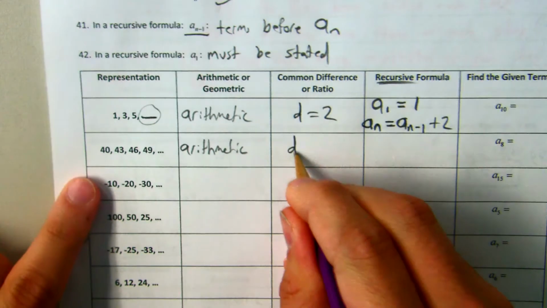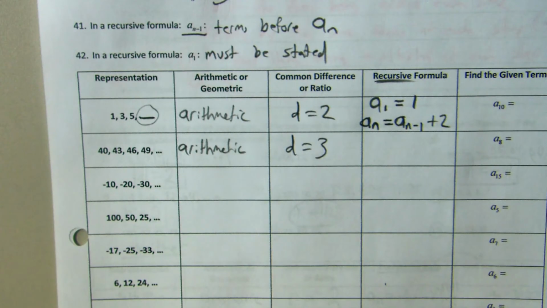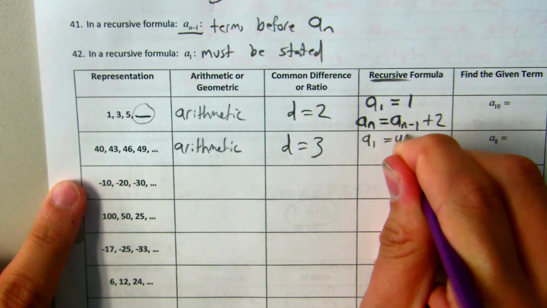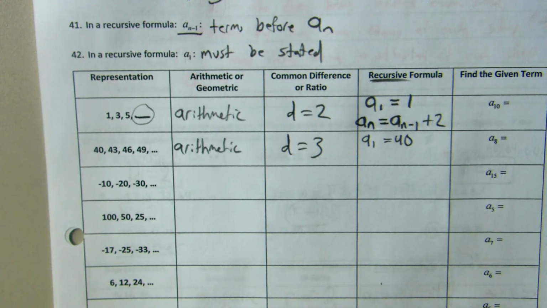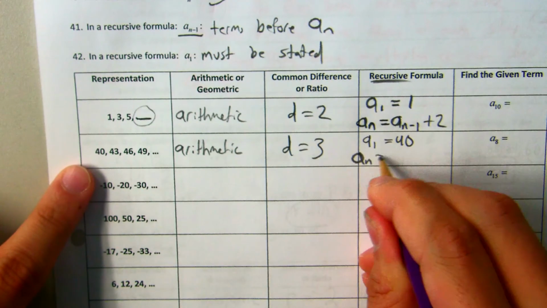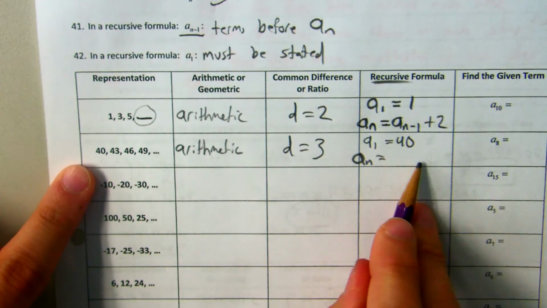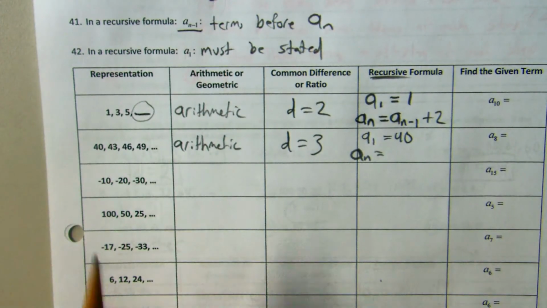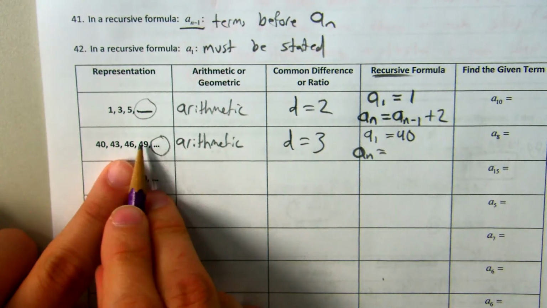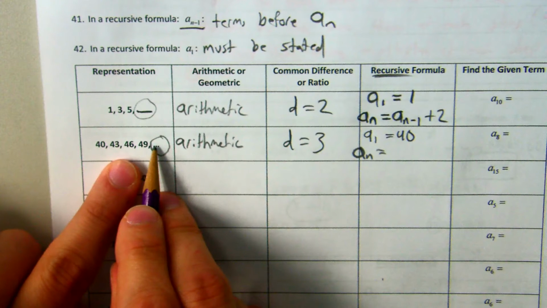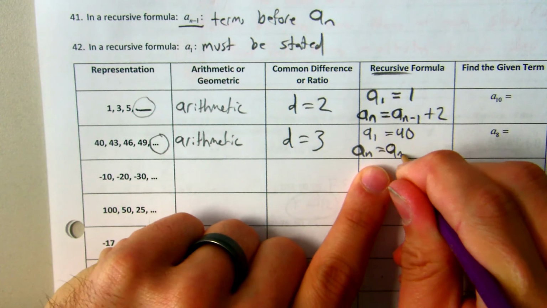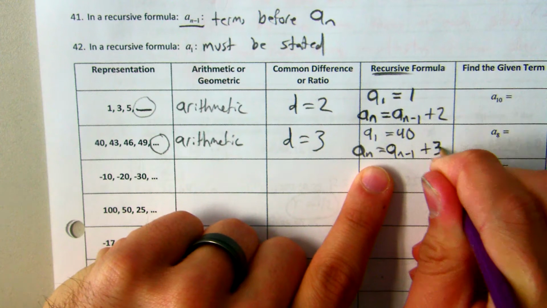Okay, so this one's also arithmetic, adding 3 each time. So for recursive, you need to say, all right, you're starting off at 40. You have to state that. And then you kind of get to this. This is a much better description of how you would explain it to your friend. If they said, how do you find this next term? You would probably say, take the term before it and add 3. So that's what this is trying to say. It's a term before it plus 3.